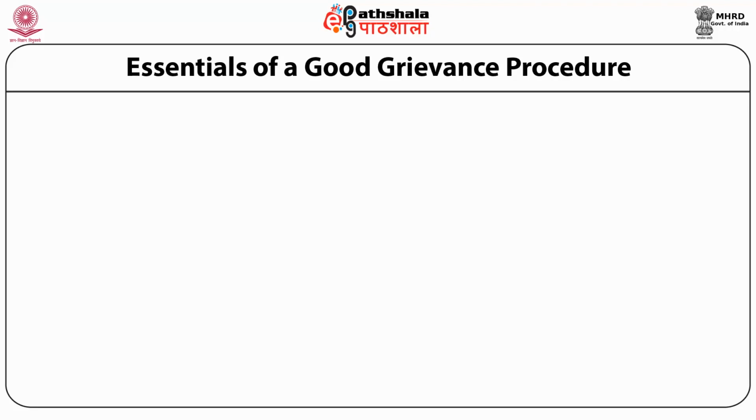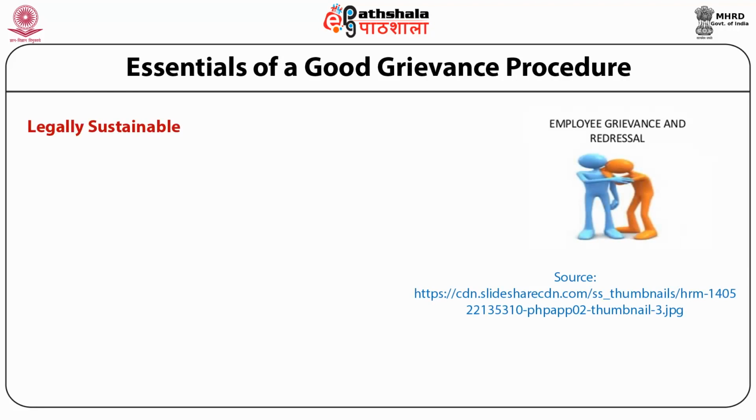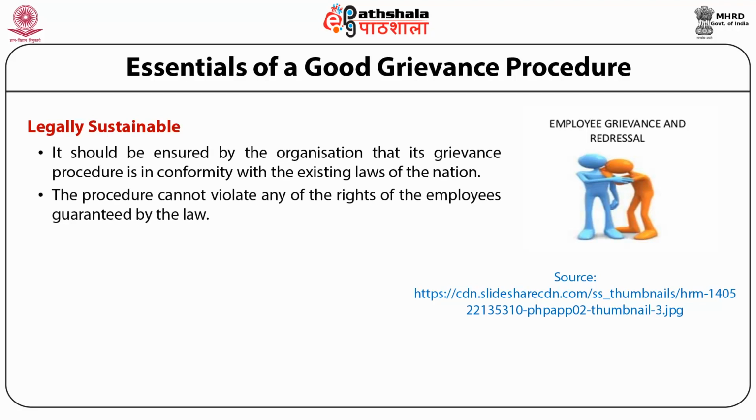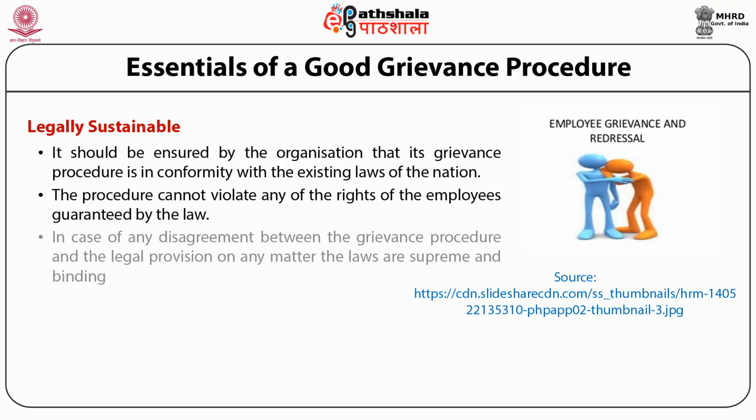The essentials of a good grievance procedure. That is, what are the requirements of a good grievance procedure? The first is legally sustainable. It should be ensured by the organization that its grievance procedure is in conformity with the existing laws of the nation. The procedure cannot violate any of the rights of the employees guaranteed by the law. In case of any disagreement between the grievance procedure and the legal provision on any matter, the laws are supreme and binding.